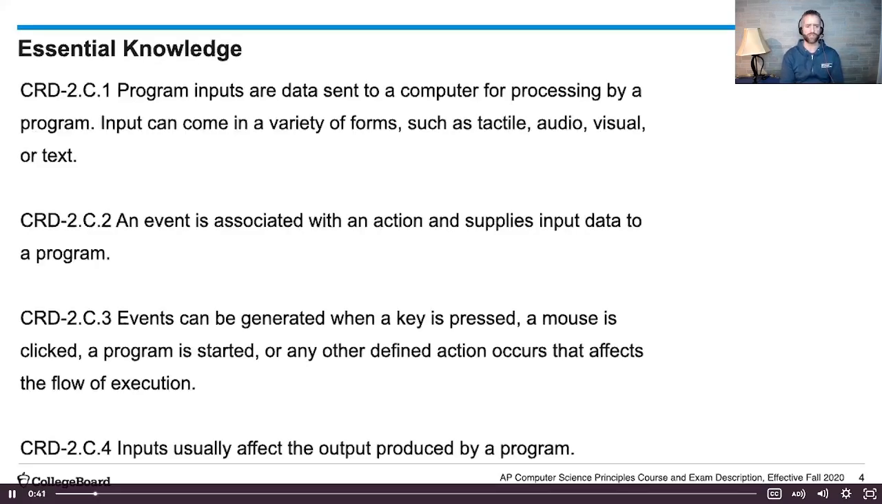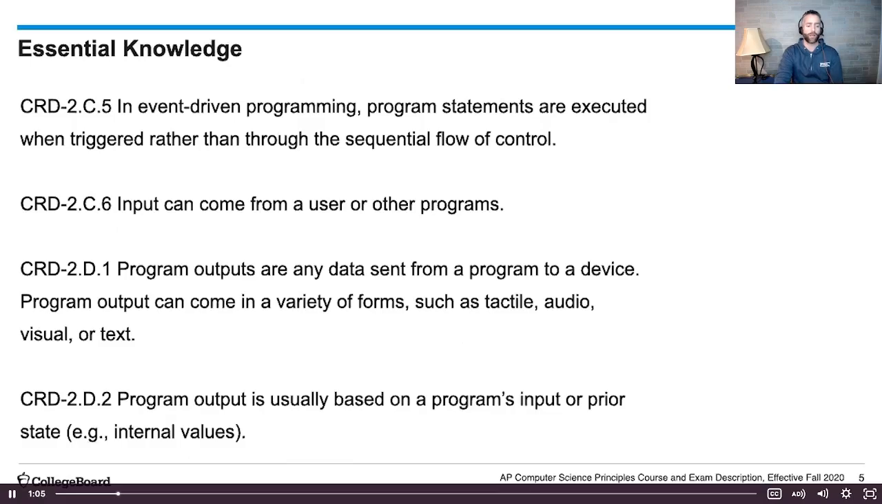And these are the essential knowledge that you should gain from this video. Program inputs are data sent to a computer for processing by a program. An event is associated with an action and supplies input data to a program. Events can be generated in a variety of ways. Inputs usually affect the output produced by a program. In event-driven programming, program statements are executed when triggered rather than through sequential flow control. Input can come from a user or other programs.